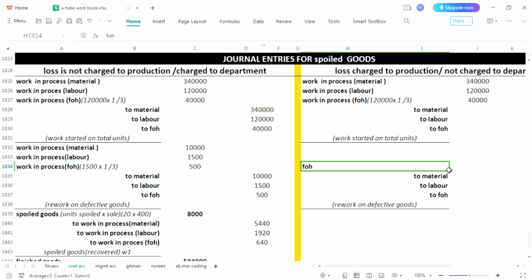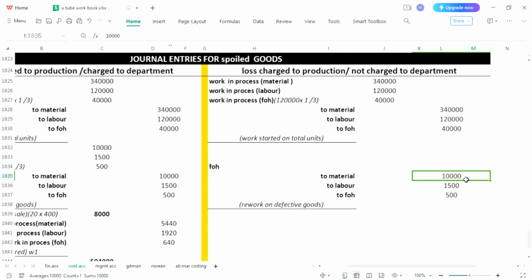Your amounts would be similar, but instead of writing work in process on debit side, you will skip them and will be writing only FH. These two lines are spare just to synchronize the question, so don't bother about that. And FH would be calculated how? As there is no formula for FH over here.